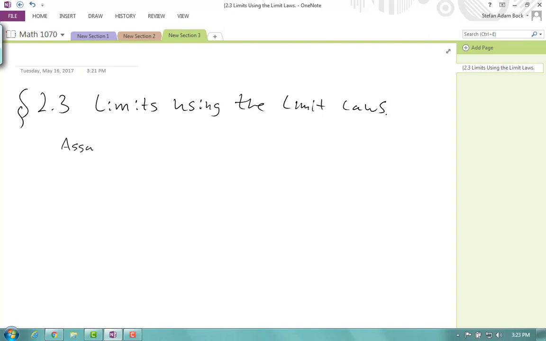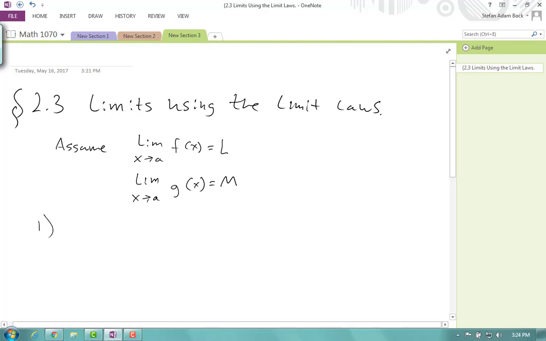Let's assume that the limit as x goes to a of f of x is equal to L, and the limit as x goes to a of g of x is equal to m. Then first up we've got sums. Exactly what we want to be true about sums is going to be true for limits. If I have the limit as x goes to a of f of x plus g of x, then this is going to be equal to the sum of the respective limits, or in short, L plus m.